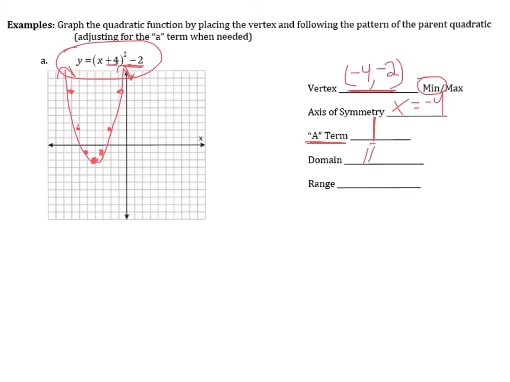Domain, all real numbers, because it's a quadratic function. The range, my lowest y value is now at negative 2, so it's going to be from negative 2 going up to infinity.